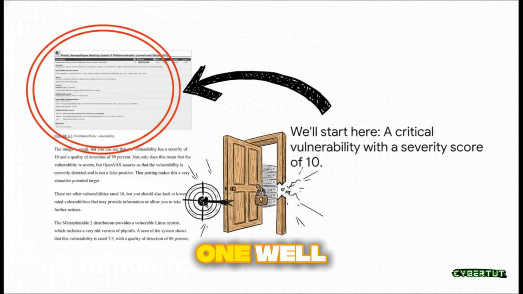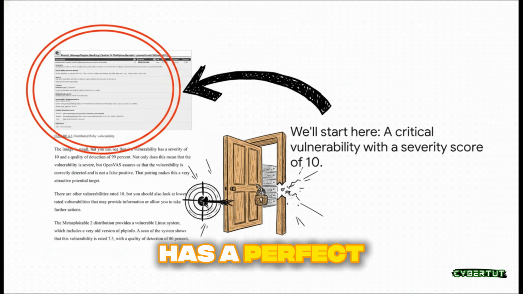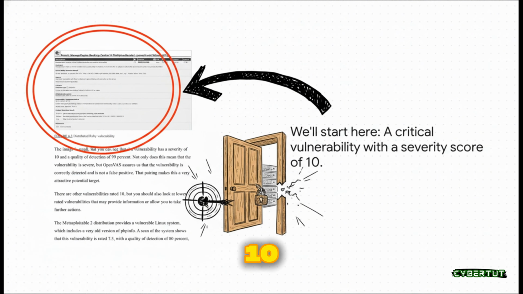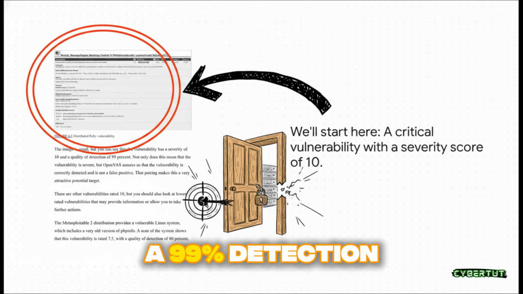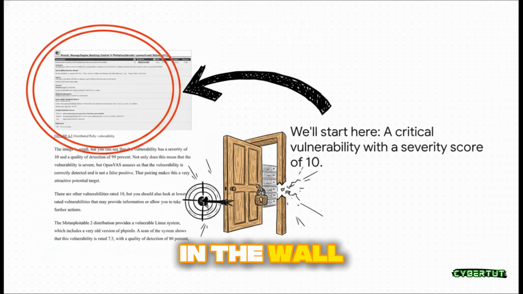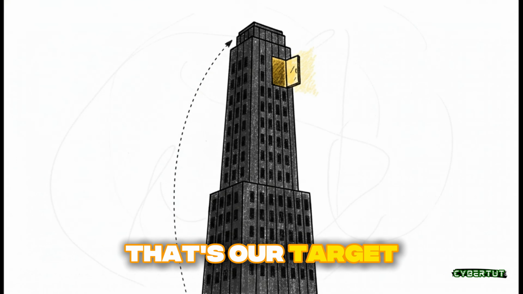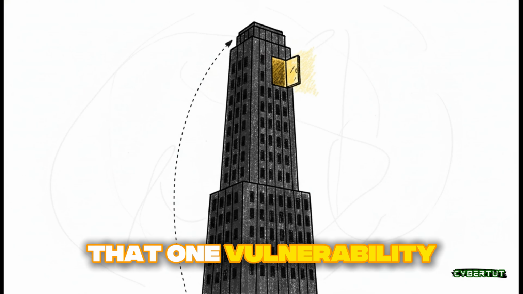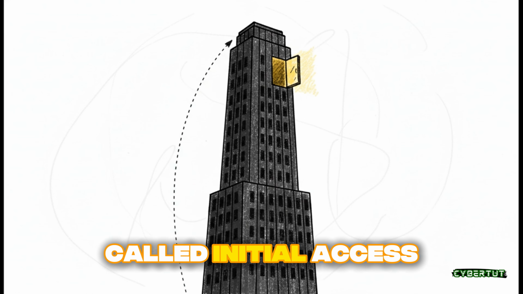So why this one? Well, for starters, it has a perfect severity score of 10, a 10, and a 99% detection quality. This isn't just some little crack in the wall. This is a massive, wide-open door. That's our target. So, by hitting that one vulnerability, we get what's called initial access.